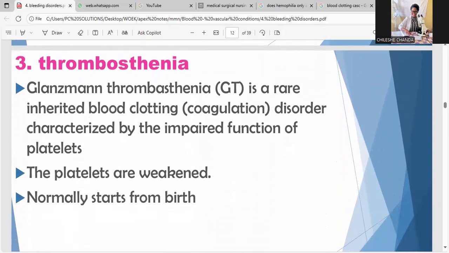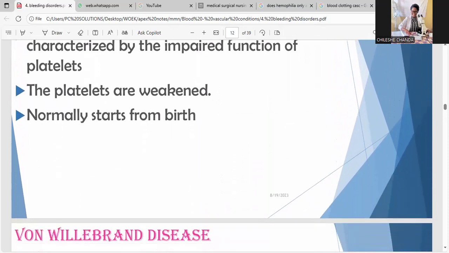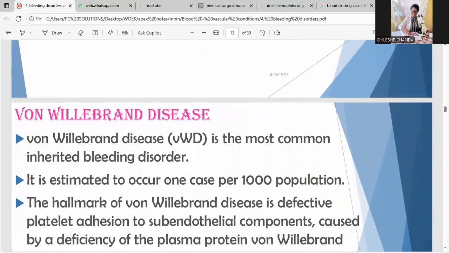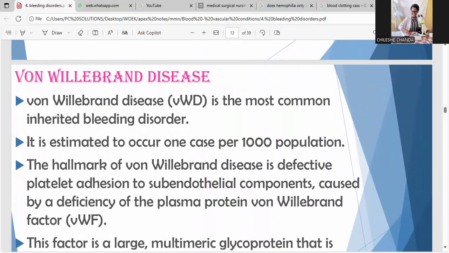The third platelet condition is thrombocythemia. Okay, it is a very rare inherited blood clotting disorder. It is characterized by impaired function of platelets. In here, the platelets are weak, and this one normally starts from birth.